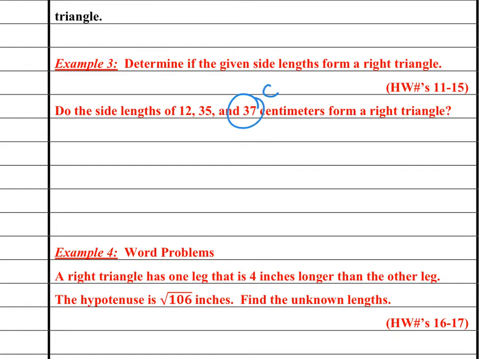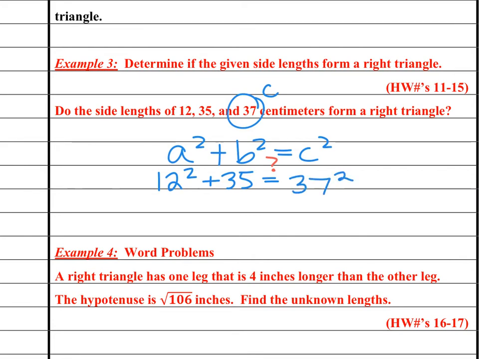Longest side is c. So again, I write down a squared plus b squared equals c squared. Two smaller numbers are a and b, so I'm going to plug them in. 12 squared plus 35 squared, question mark, because we don't know yet, equals maybe 37 squared. Oh, I forgot this squared. Okay. What's 12 squared? 144. Bella, can you tell me 35 squared? 1,225. And Southwick, what's 37 squared?